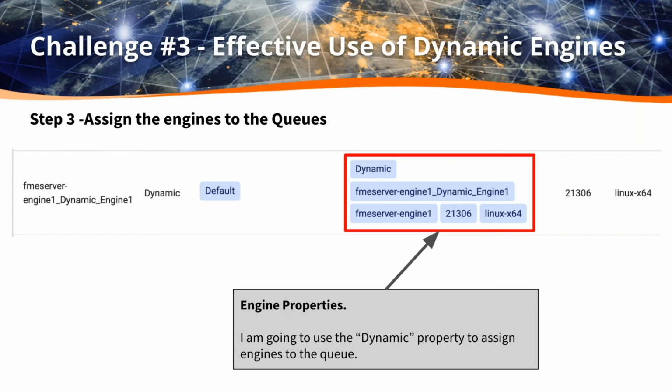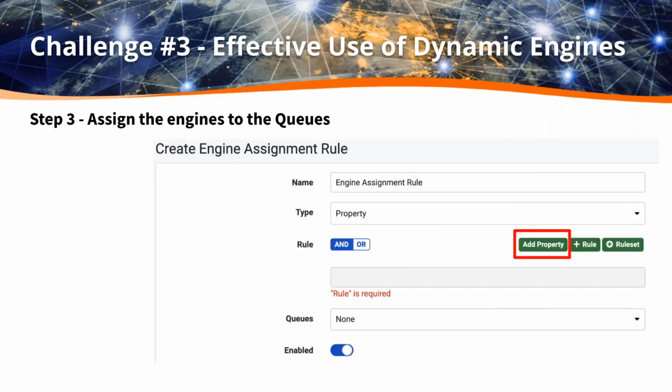You can see all the engine properties that an engine reported to the server when it was connecting. And as a user setting this up, you can create your own properties as well. So when the engine is being created, you can actually tell it what other properties to add. And here are the ones that it came with: dynamic or standard, the name of the engine, the name of the server is FME Server Engine 1, the build number and the platform. And so I'm going to use that.